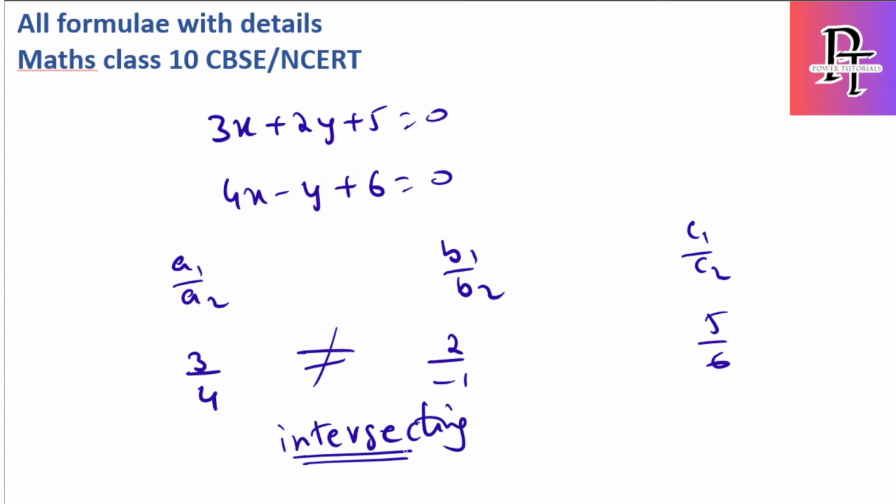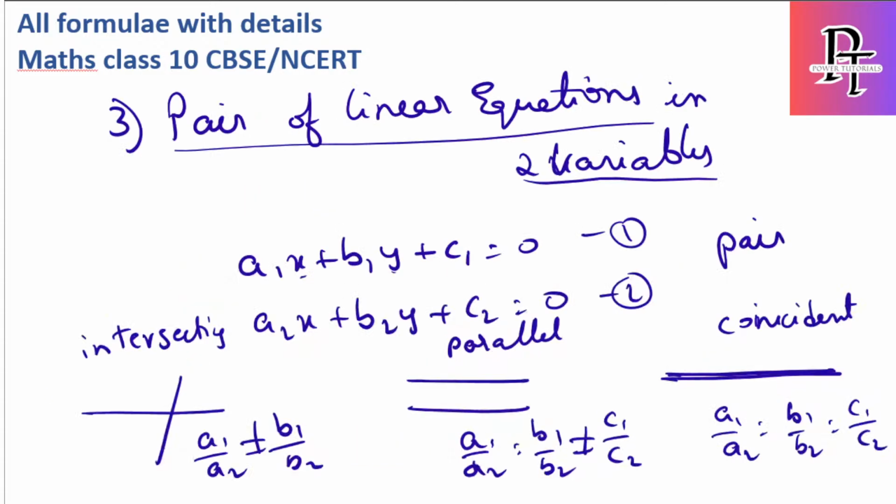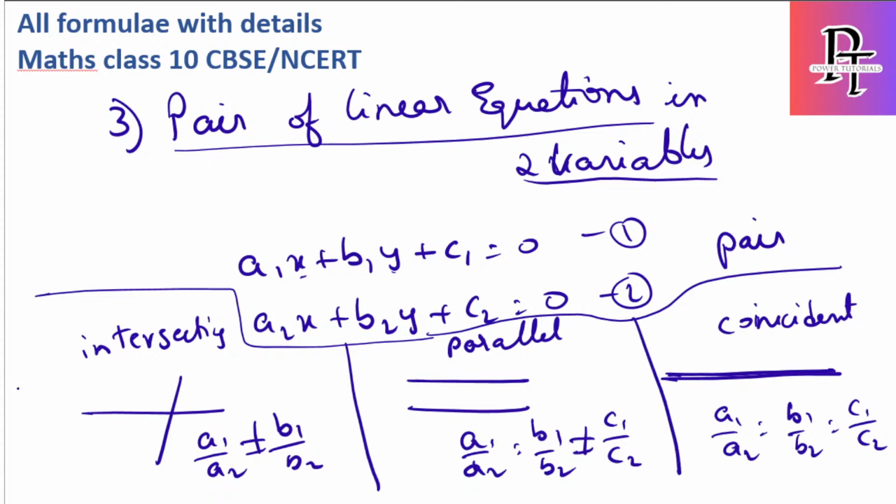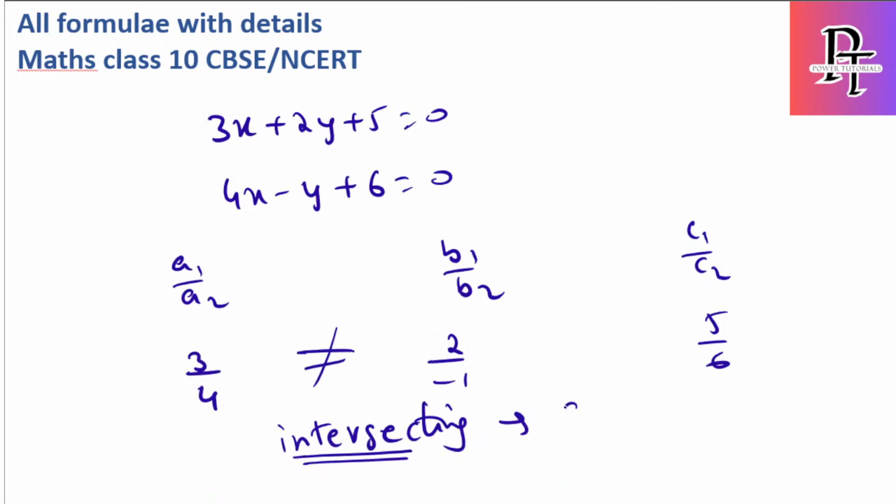Okay, so if it is intersecting, how many solutions do I have? I will write it here. For intersecting, okay, draw a line so that you will not get confused. For intersecting, number of solutions is 1. For parallel, number of solutions is 0. For coincident, number of solutions is infinite. Okay, this is for solutions. So as it is intersecting here, number of solutions is equal to 1.